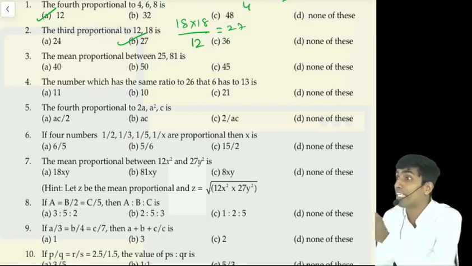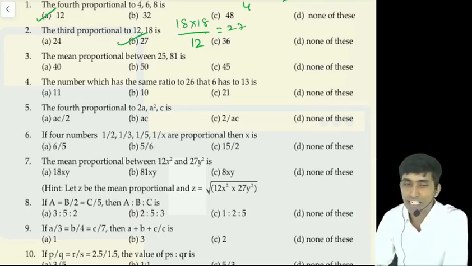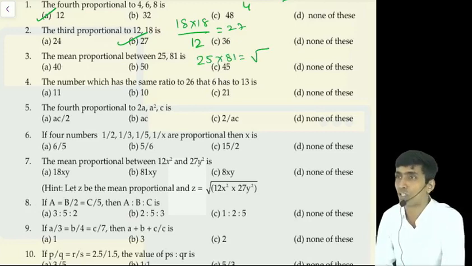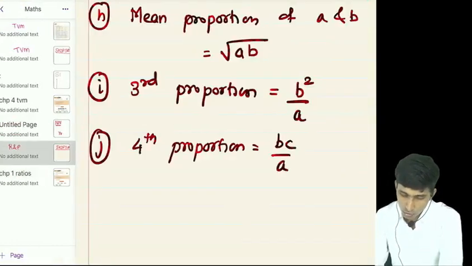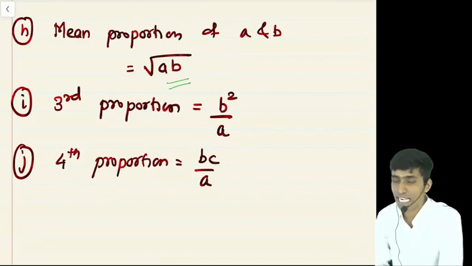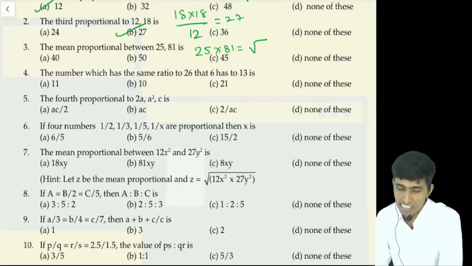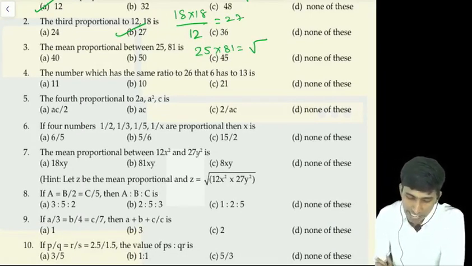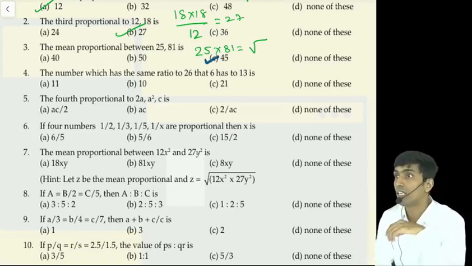Mean proportional between 25 and 81. Am I going fast? No. How do you calculate? 25 into 81, then square root. Multiply and then calculate the square root. Those who are not understanding: mean proportional, A into B and then what? Square root. So 25 into 81 and then square root. Answer is 45. Easy? Understood now?